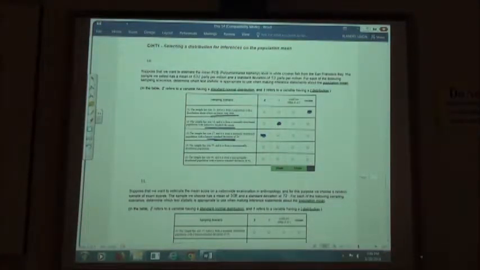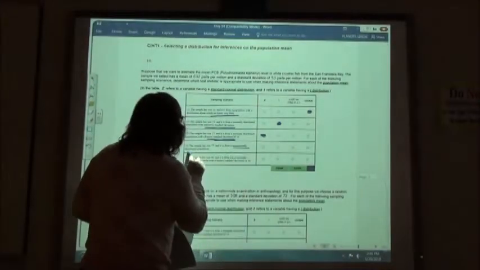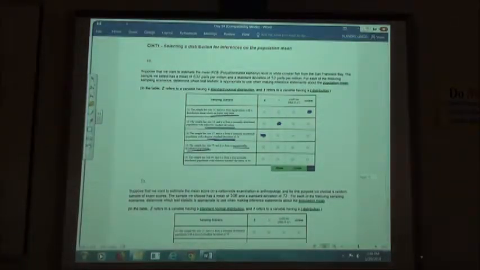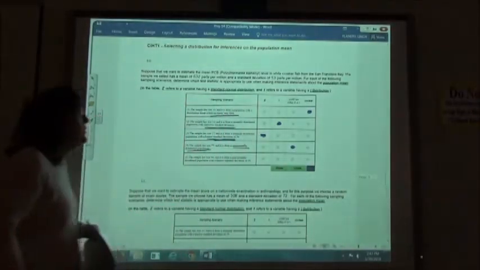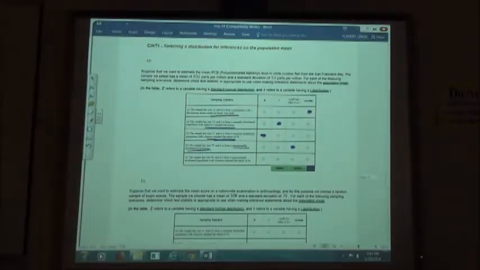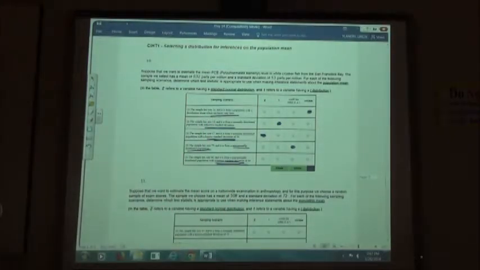The next one says it has a sample size of 75. It's from a non-normally distributed population, and if it's from the non-normal one, that's the one where we could use either the Z or the T. And then the last one, sample size is 90. It's from a non-normally distributed population, but we do know the standard deviation. Anytime we know the standard deviation, we're going to use the Z.